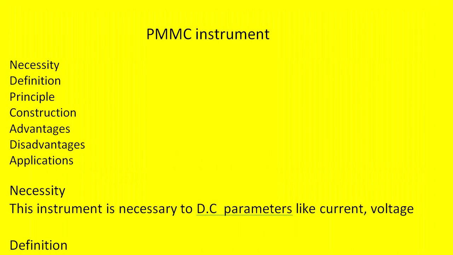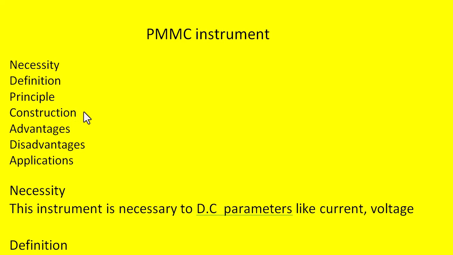Let me summarize once again. The necessity of the permanent magnet moving coil instrument is that it is necessary to measure DC parameters, and by definition it is a device used to measure only DC parameters. Coming to the principle, it follows the principle of the motor. The only thing is that the spindle rotation is restricted by the control torque, and damping torque is provided to suppress the oscillation of the pointer on the scale.